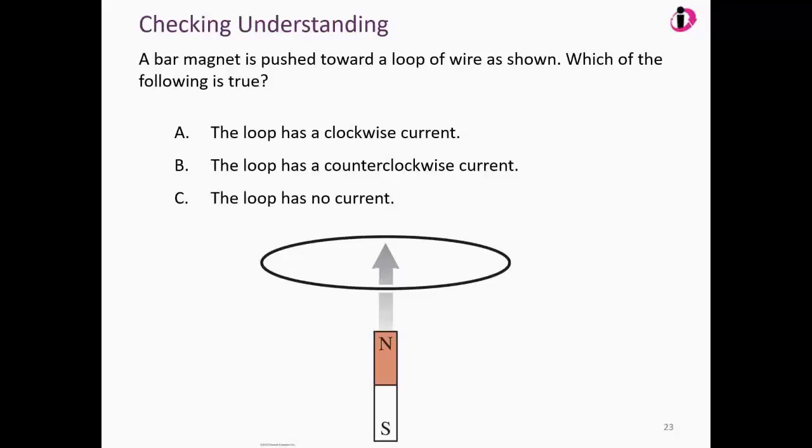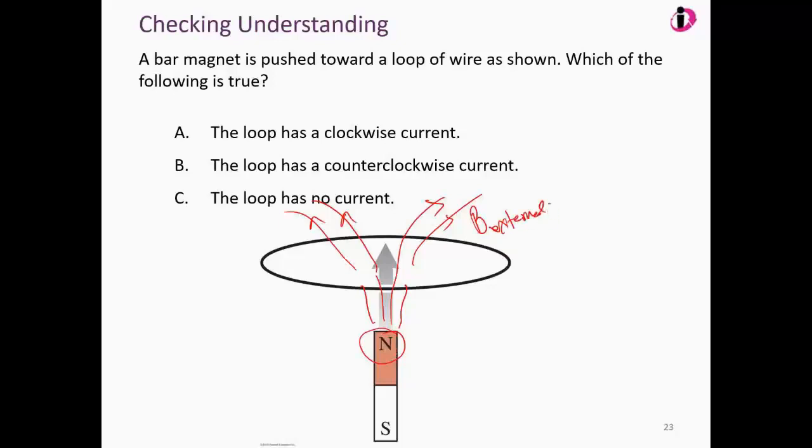Here's another example. A bar magnet is pushed towards a loop of wire as shown. Which of the following is true? The loop has counterclockwise induced current, clockwise, or no current. It's the same explanation. Since you are pushing the magnetic north pole towards the coil, this is the external field you can draw, and this is the magnetic flux due to the pole.